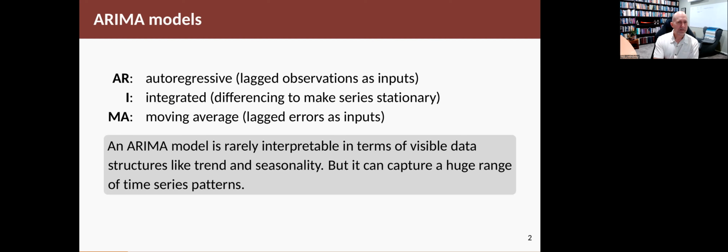Unlike the exponential smoothing models that we saw in the previous chapter, ARIMA models don't have the same nice interpretation in terms of things like trend and seasonality. On the other hand, though, it can capture a huge range of time series patterns. And in some ways, some types of series you can only model with ARIMA models. You couldn't model them with ETS models.